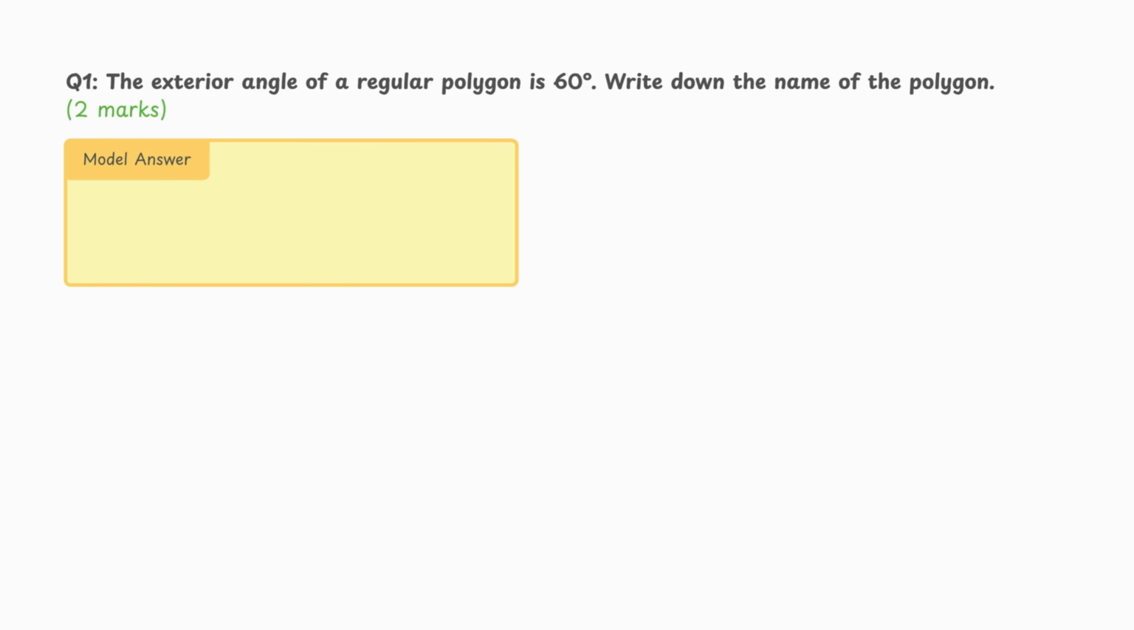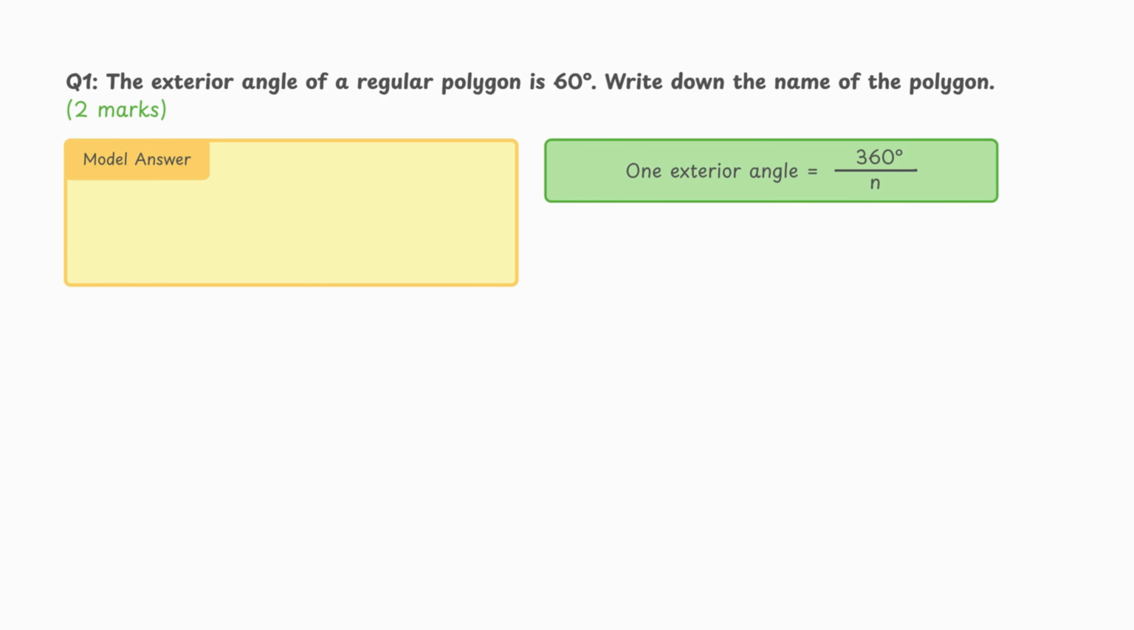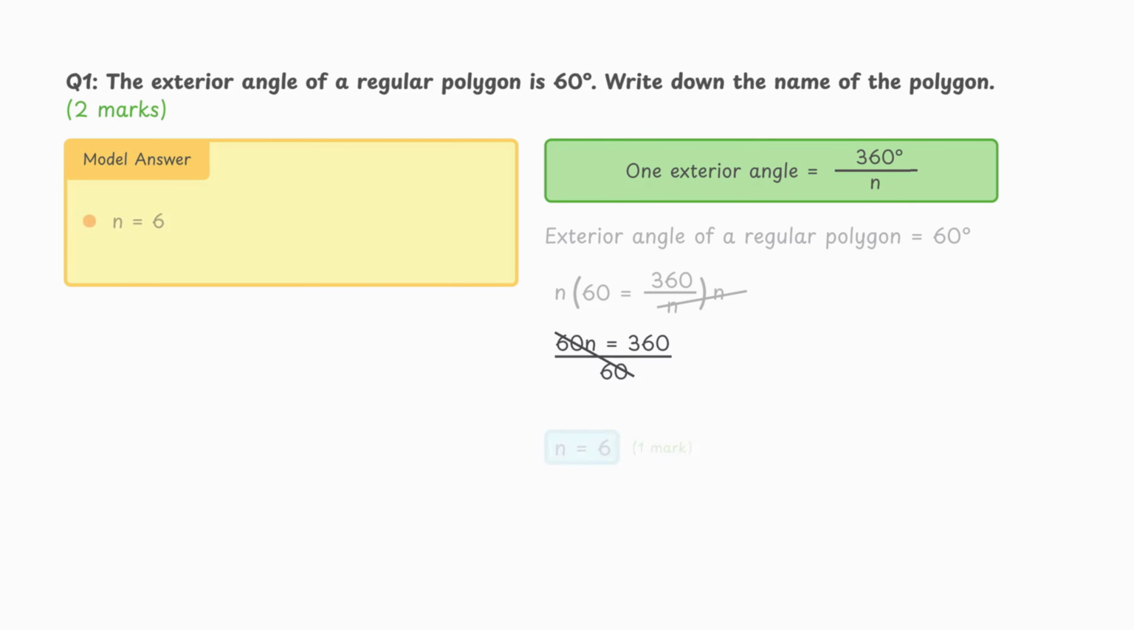First, recall the formula. One exterior angle of a regular polygon is equal to 360 degrees divided by n, where n is the number of sides. Now we are told that the exterior angle is 60 degrees, so we substitute into the formula. 60 equals 360 divided by n. Now we solve for n. Multiply both sides by n, so we get 60n equals 360. Now divide both sides by 60. n equals 360 divided by 60, so n equals 6.